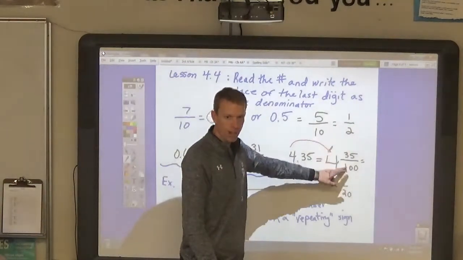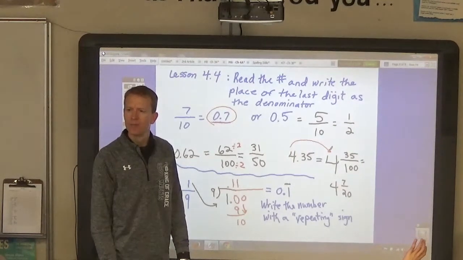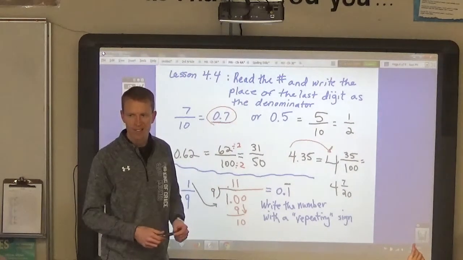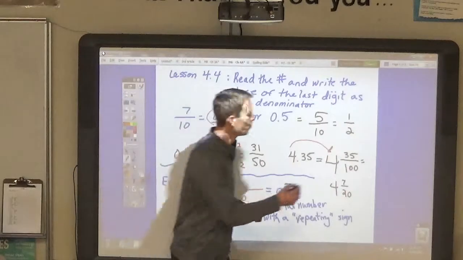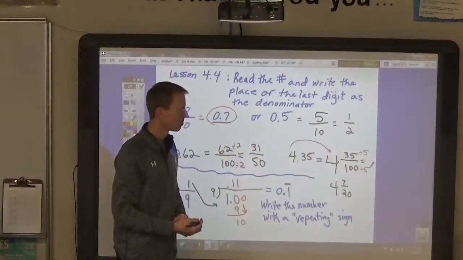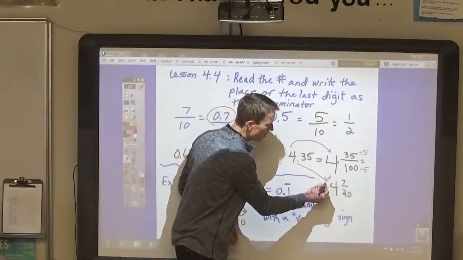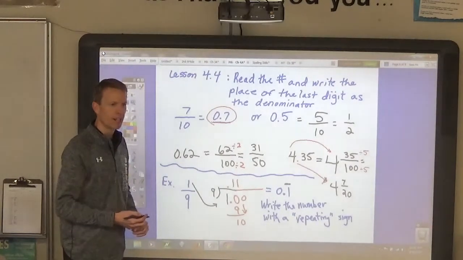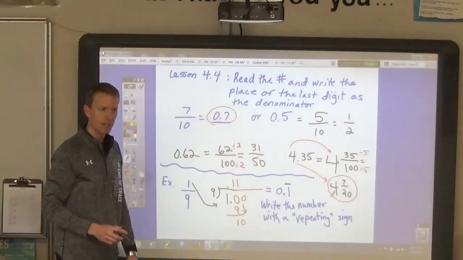But we can't leave it as 35/100ths. Why not? Emily? Both are divisible by, is that divisible by 2? By 5. Right? So we have to divide 35 by 5 and 100 by 5. So 4 and 35/100ths becomes what, Nate? 4 and 7/20. Any questions on that?